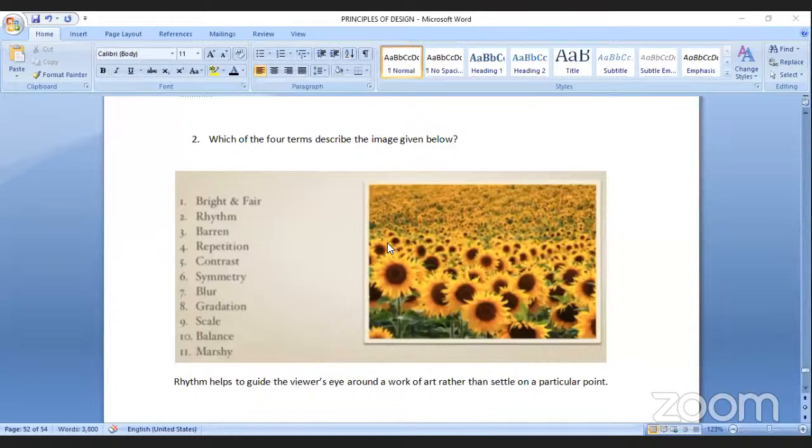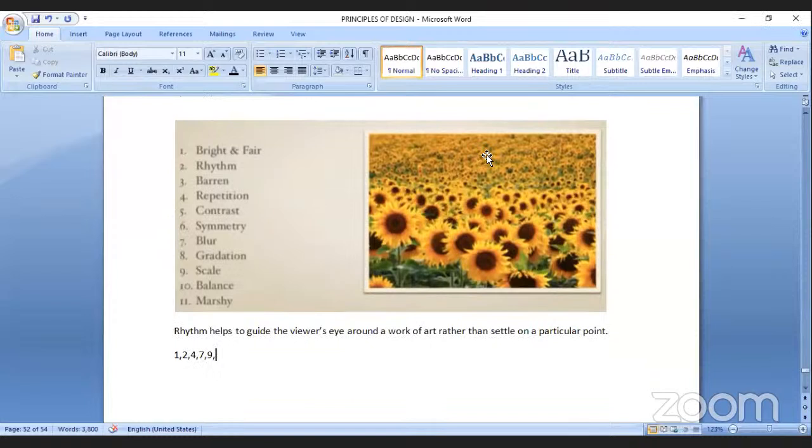Is the image balanced? Does it look balanced? I'm not sure. Now I'm starting to see a little balance. It is half of it, not everywhere. Asymmetrical balance can be there. If I draw a line in the center, can I see asymmetrical balance? Some part of it. I'm not sure about balance, but I'll put it here anyway. So you can for sure put bright and fair, repetition, blur, and scale. Correct?